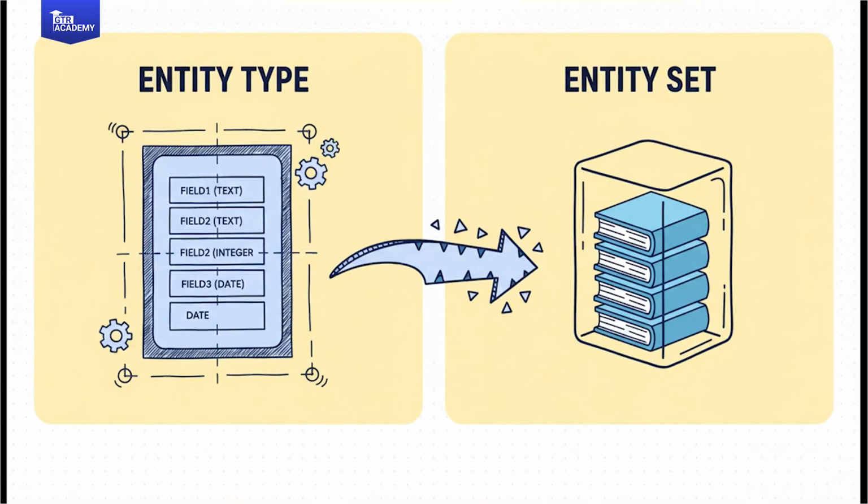Now, this is super important to wrap your head around. We've got 2 crucial concepts here. An entity type is the blueprint for a single record. Like a work area in ABAP. Then you have the entity set, which is the whole collection of those records, just like an internal table. Getting this distinction right from the start is fundamental.